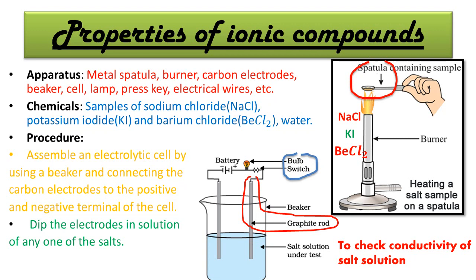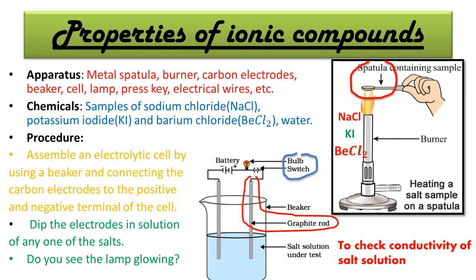So when we put the graphite rod in the salt solution, what happened? The lamp will glow. That means the salt in the aqueous form only will conduct electricity. Why? Because these ions, that is positively and negatively charged ions, will move from one electrode to another electrode, and it will conduct electricity only in the aqueous solution of the salt.